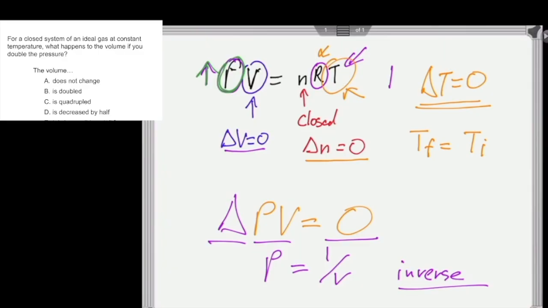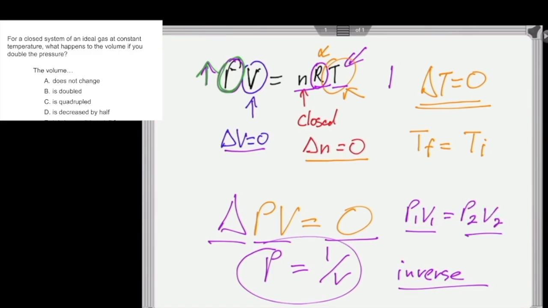The reason why is the change in N is 0, the change in R is 0, the change in T is 0. Therefore, the change in pressure volume, delta PV, must also be equal to 0. Okay? So that way, this equality holds here. The other way to write this would be P1 V1 must equal P2 V2. Somehow the product of these two has to balance out.